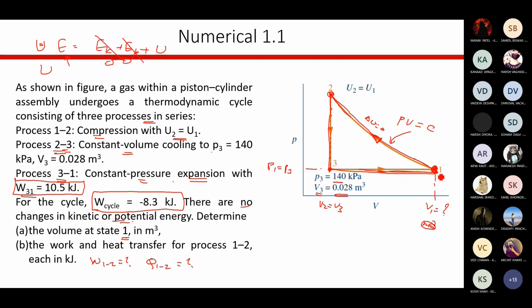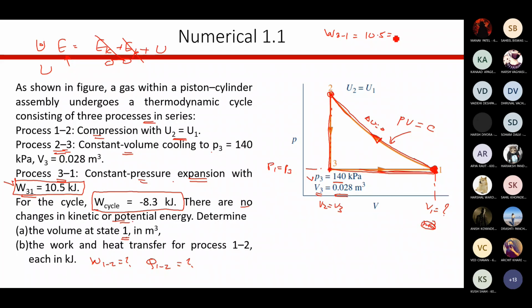See, I have to find out volume V1. It means I have to look at either this process 3-1 or this process 1-2, right? Now apart from this constant pressure process, this value is given, pressure is known to me, right? And even the volume at this point is known, V3. So I can use this data to find out the volume V1. One more additional data is given for process 3 to 1. What is that data? The work done in process 3 to 1 is known to me. Correct? So work done in process 3-1 is this 10.5 kilojoule, right?